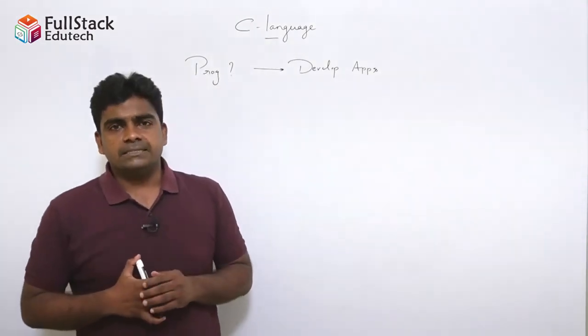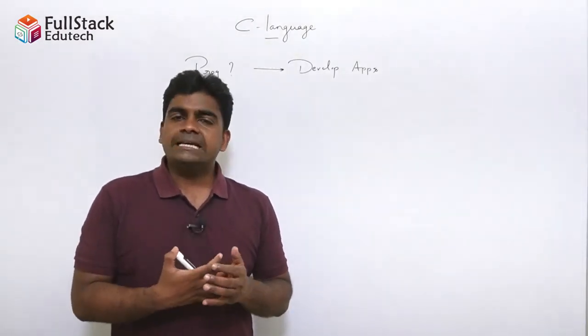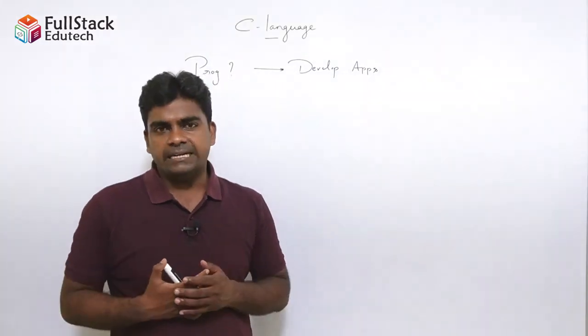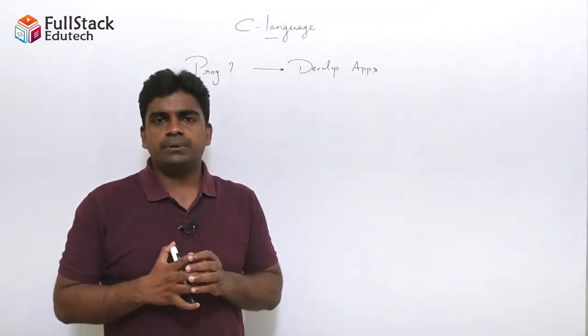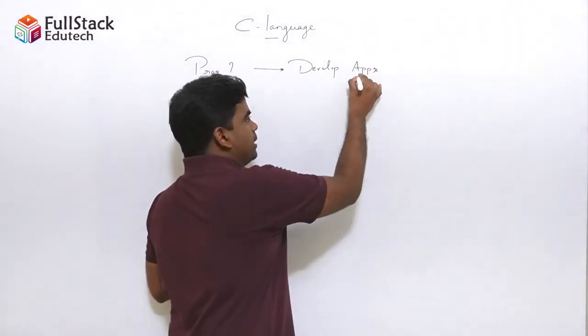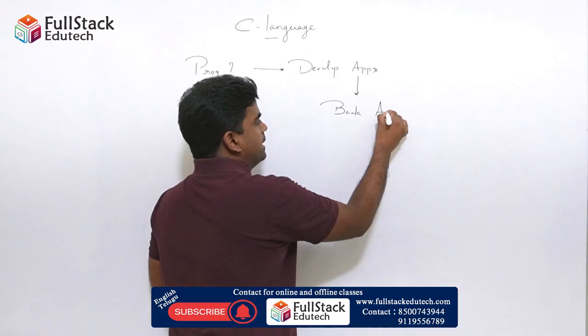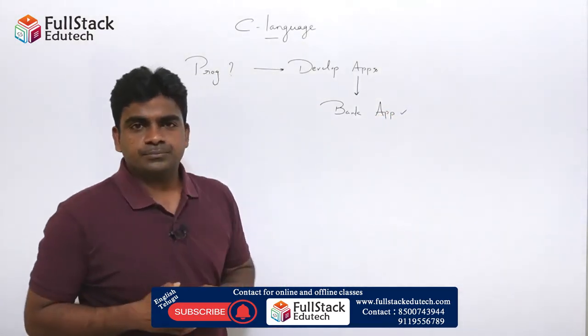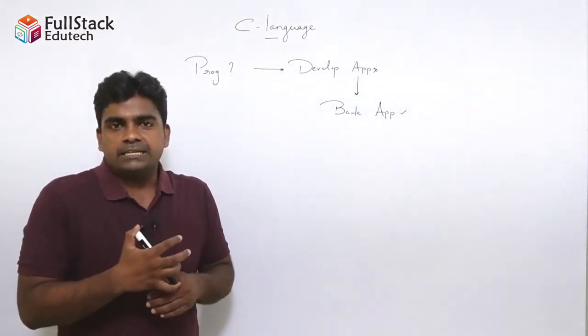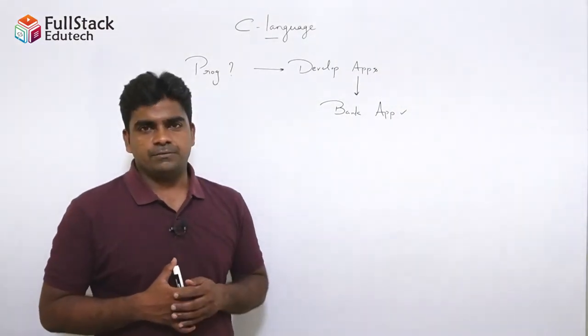So what is an application? Simply put, it is software. We are using n number of software in our daily life. The best example to understand this more easily, I am taking one example called a bank application. One application we can develop once you are good at a programming language.